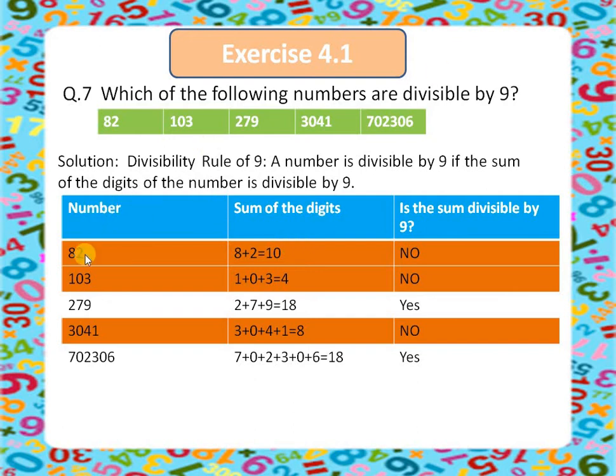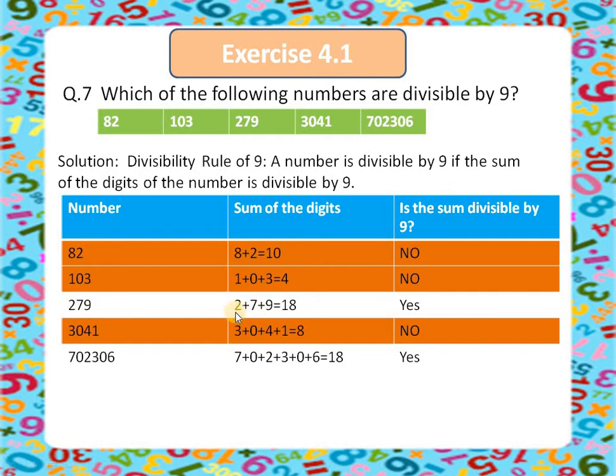Write down the number. First number 82. 8 plus 2 will give you 10. So 10 is not fully divisible by 9. It will leave a remainder 1. So no, 82 is not divisible by 9. 103. Add all the digits. 1 plus 3 will give you 4. So 4 is again not divisible by 9. Clear no.